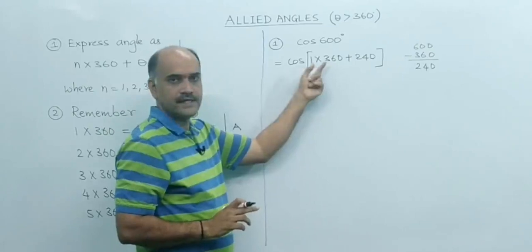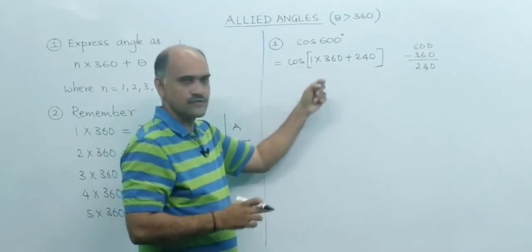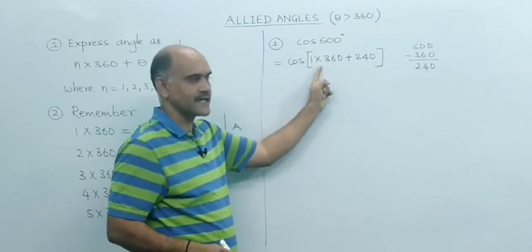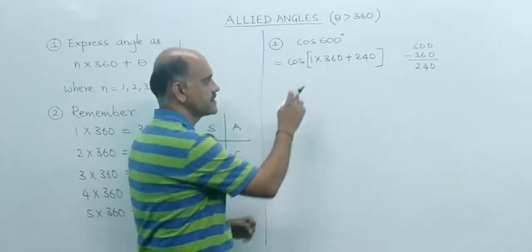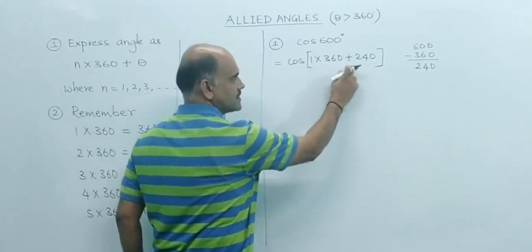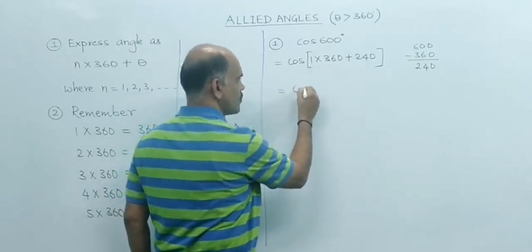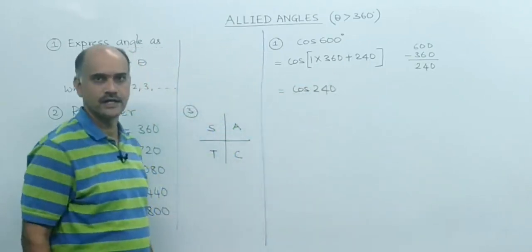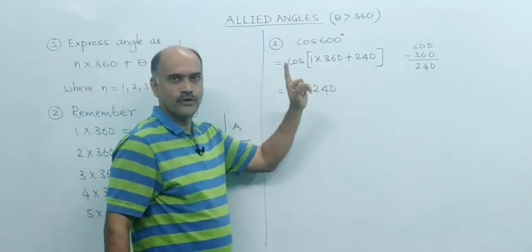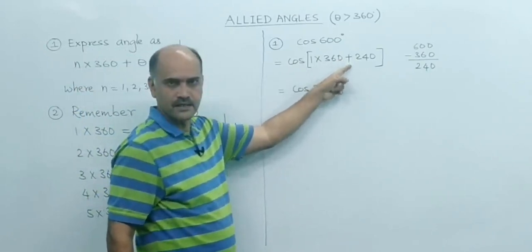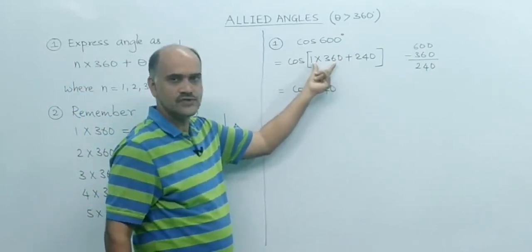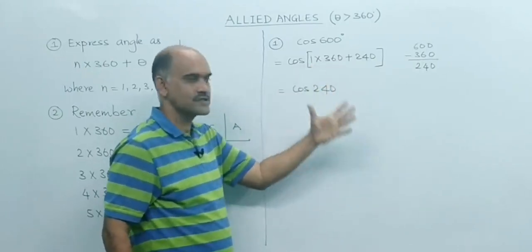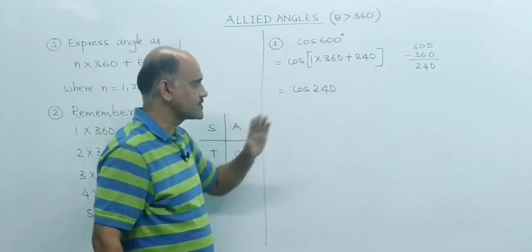Now in next step, this term 1 into 360 means we will be going one round. So this we are leaving, as we leave 180 and 360. So leave this term. So what remains is cos 240. Clear students? So in this step 2 points: always plus, then after writing n into 360 you leave it. So what remains is 240. So cos 240. Now you can solve this.